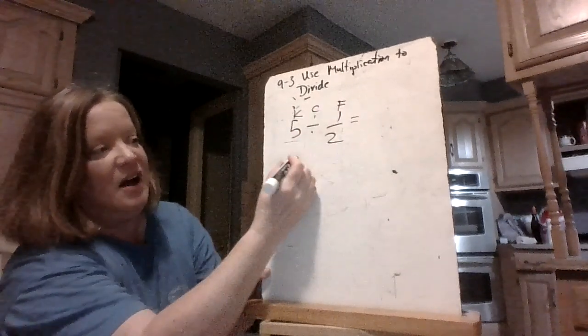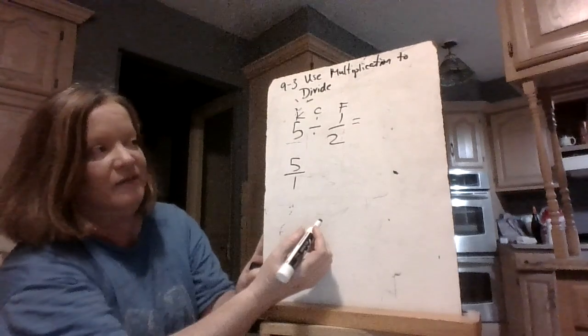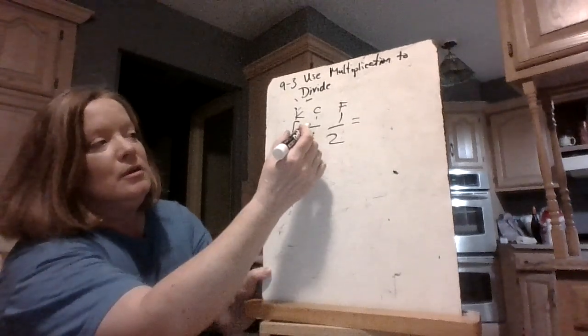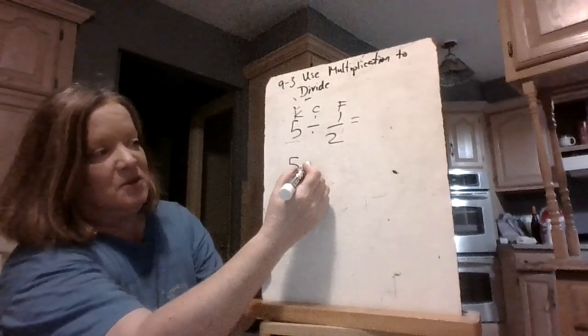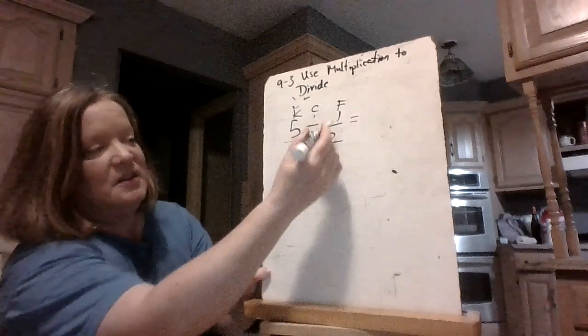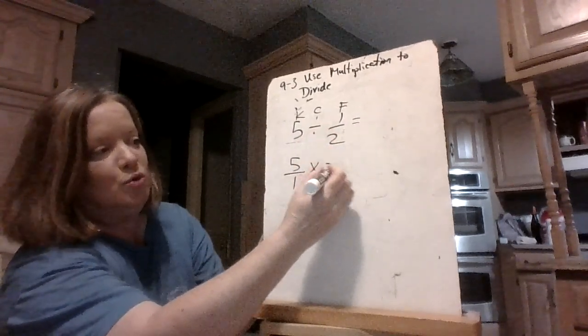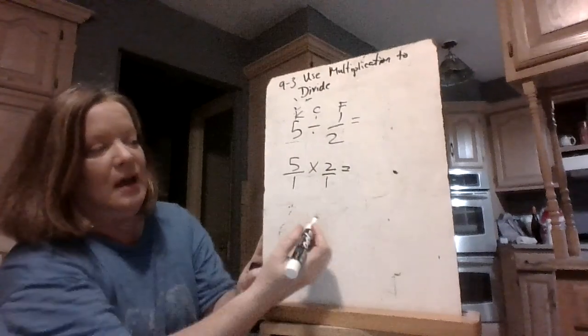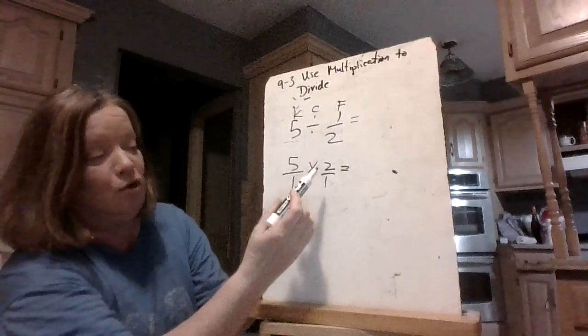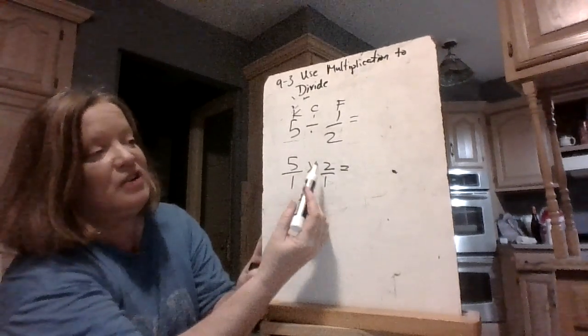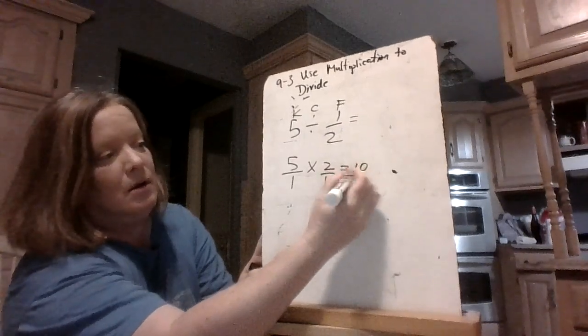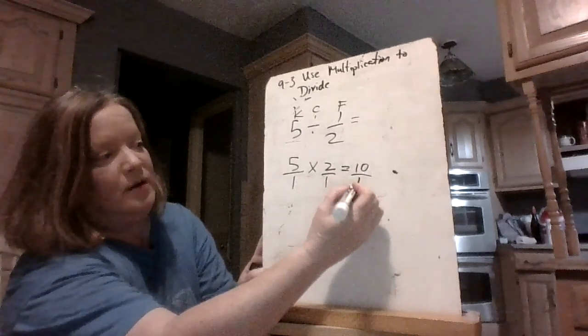I'm going to keep the 5, but put it over 1 so it looks like a fraction. Change the sign from division to multiplication. And I'm going to flip this 1/2 to its inverse, which is 2 over 1. Then I'm just going to multiply my numerators, or the top numbers of my fractions. 5 times 2 is 10. Over 1 times 1 is 1.